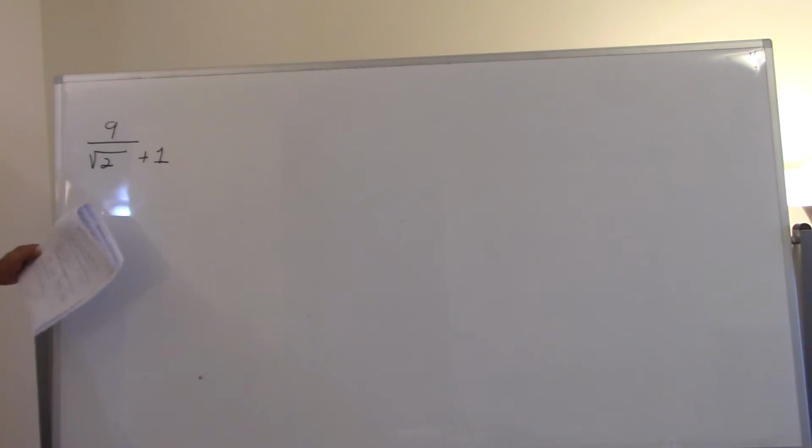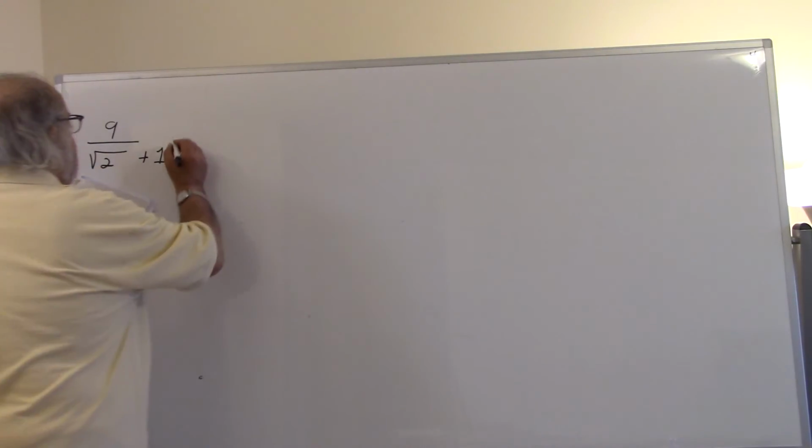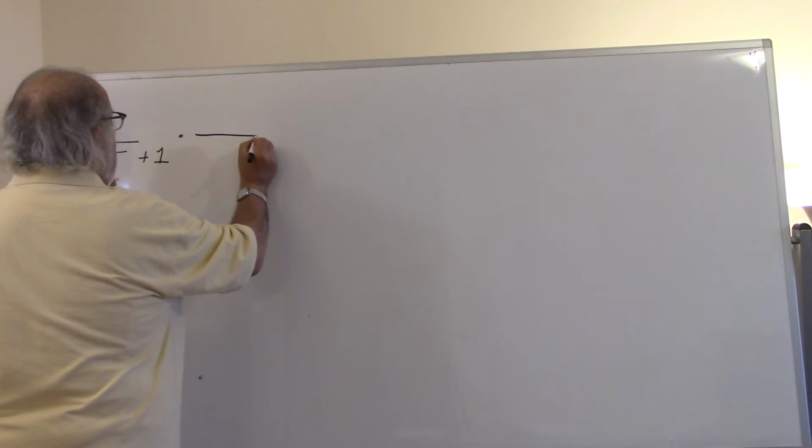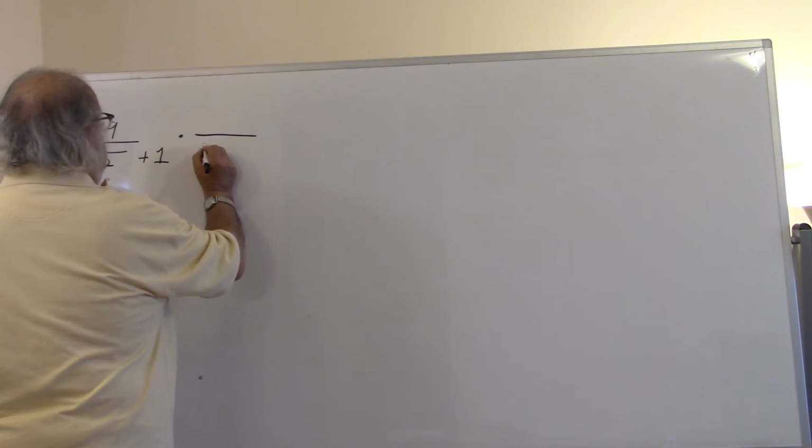All right, so here on this problem, you have to rationalize the denominator and simplify it if possible. So to rationalize the denominator, you got to multiply everything by the conjugate or the opposite.